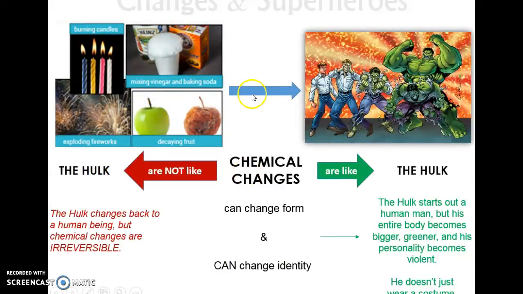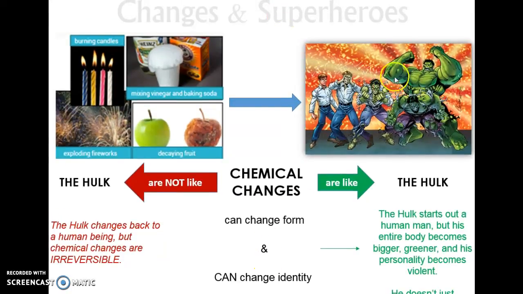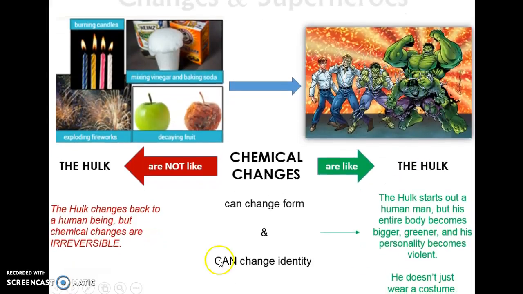And I like to think of chemical changes as kind of like the Hulk. He's kind of an example of a chemical change. So he starts out as a human man, but his entire body becomes bigger, greener, and his personality becomes violent. So he chemically becomes a different thing. He doesn't just wear a costume. This isn't perfect though, because the Hulk changes back into a human being. Most chemical changes, I'm not going to say they're all irreversible, because they're not, but when you go through a chemical reaction, it's not like a physical change where you can just take your ice cube and melt it back into water.